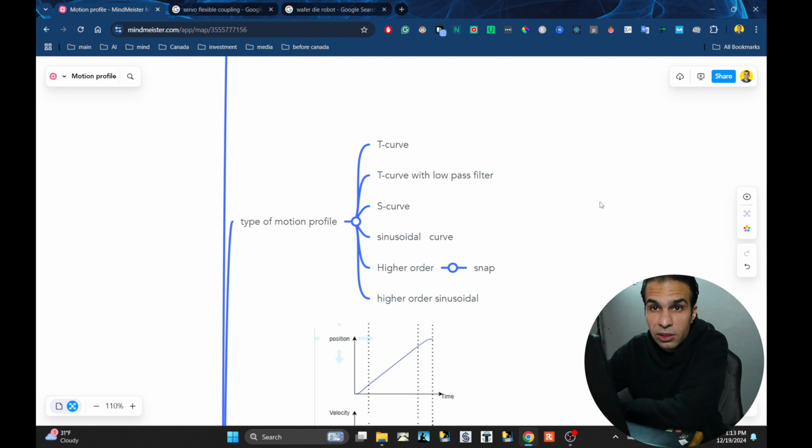So the very first one is a T-curve. I will show you the pictures. Then a T-curve with a low pass filter, where they add a low pass filter to smoothen it up. Then the S-curve. When we say S-curve, we mean that it has only jerk.